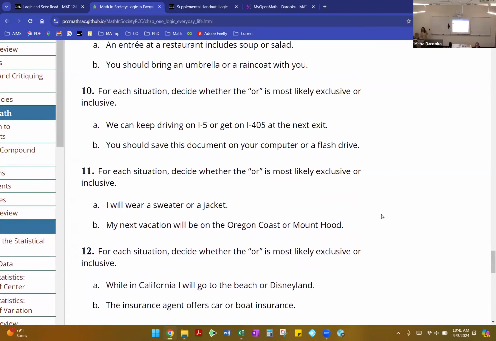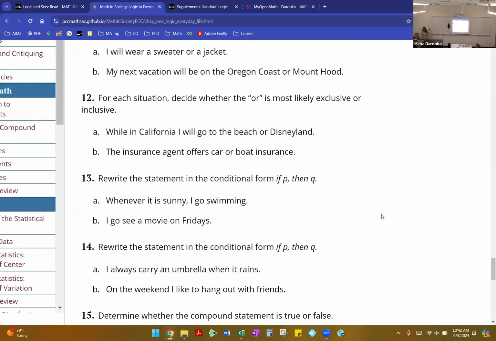Yeah. All right, guys, let's take a look at using decide, decide whether the or is exclusive or inclusive. So this is number 10, part A. We can keep driving on I-5 or get on I-405 at the next exit. Inclusive or exclusive? Exclusive, very good, because we cannot be on the two highways at the same time, right? Part B, you should save this document on your computer or a flash drive. Yeah, because you can save it in both places. Very nice. Alrighty.